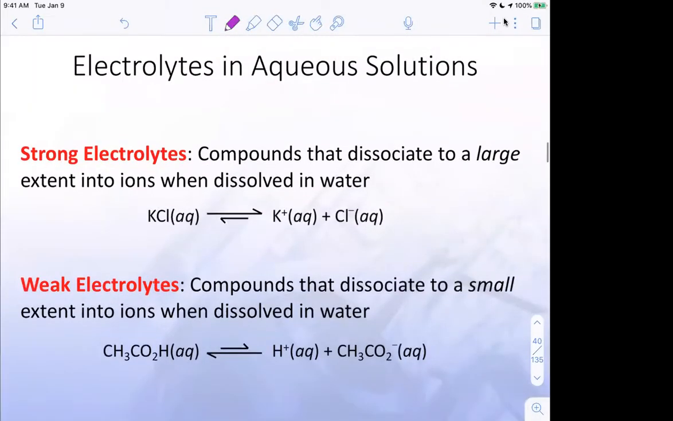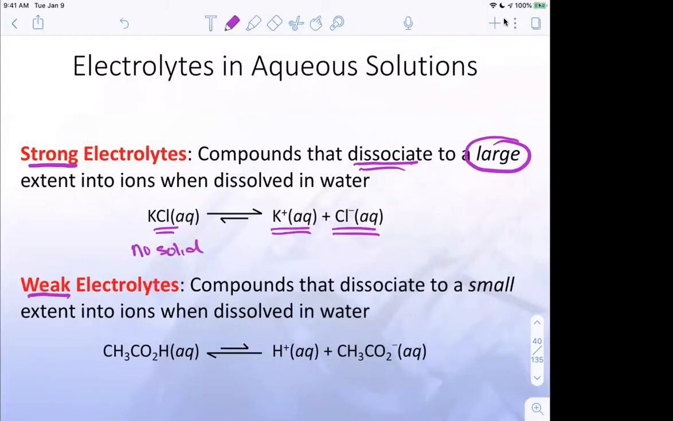Okay. There are two types of electrolytes that can form. I could have strong electrolytes. These are compounds that dissociate to a large extent into ions when dissolved in water. If I look at KCl, this totally dissolves. I have no solid. I'll just have a complete solution of ions. This will fully dissociate into potassium and chloride ions.